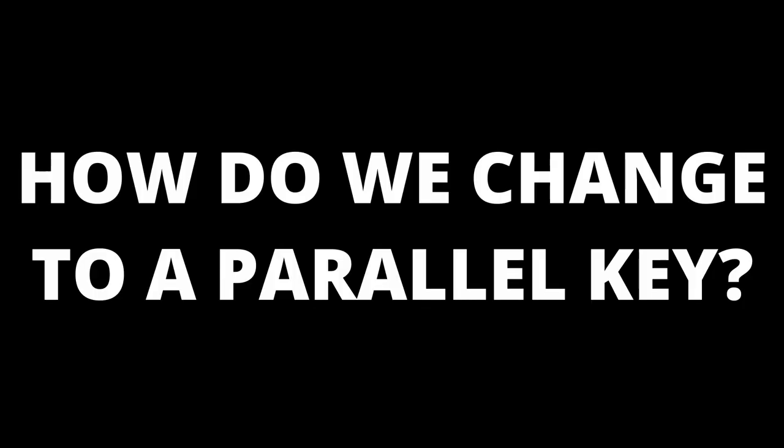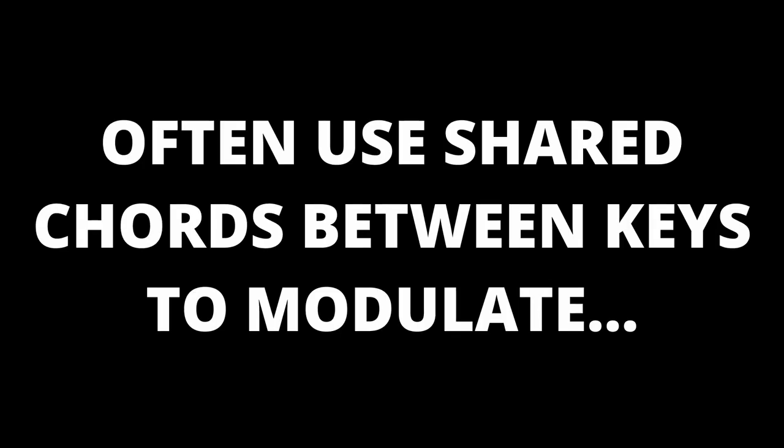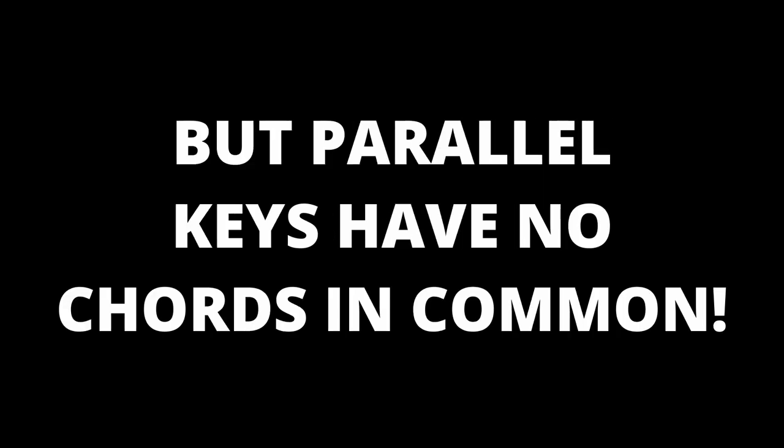So now we know what parallel keys are, and that they have different sets of chords. But how do we write a parallel modulation for a song? A common way to modulate is by using common chords between the two keys. But we know that parallel keys have no chords in common. So what do we do in this situation?